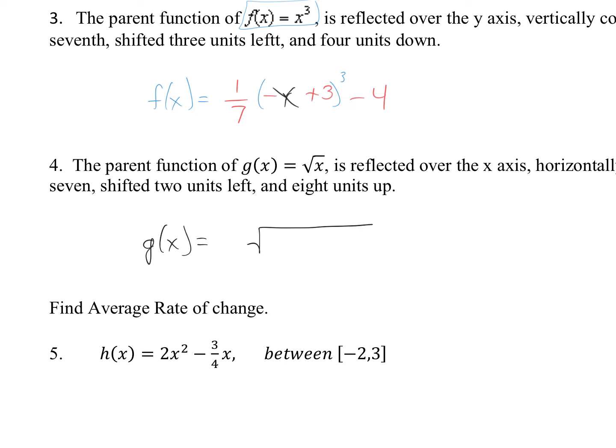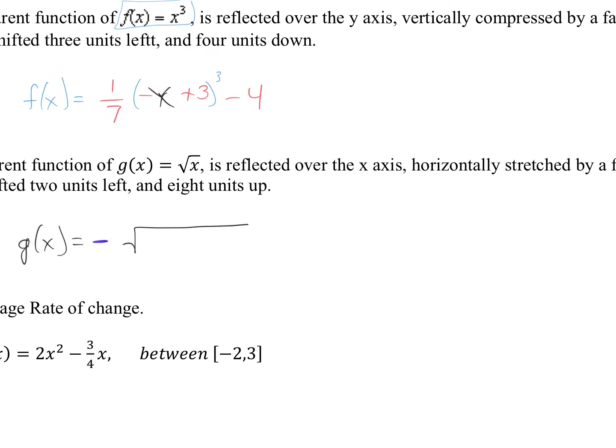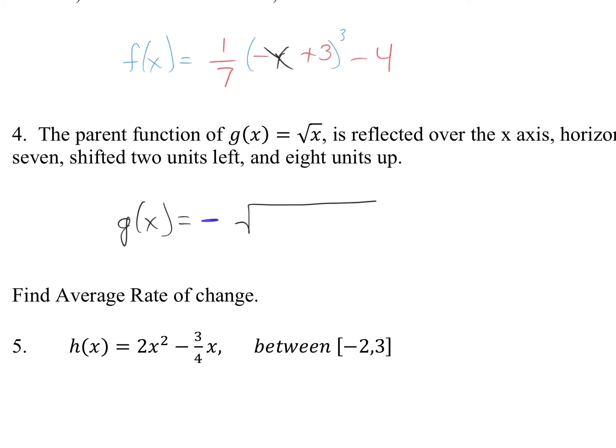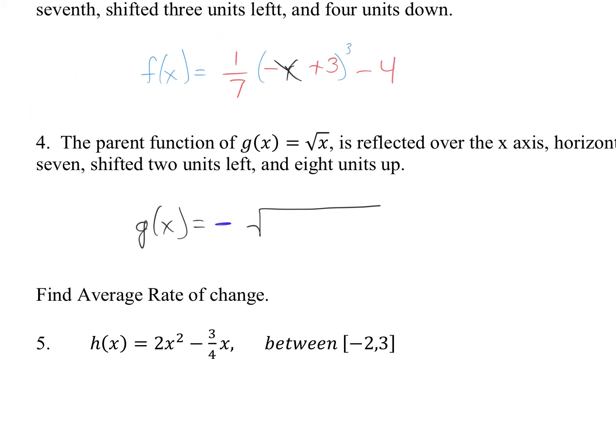So the first thing I come to is a reflection over the x. Where does the reflection over the x go? Outside, agreed. Horizontally stretched by a factor of 7. Ooh, look at you guys. 1/7 on the inside. Good. Horizontal stretches and compression goes on the inside, and it's the opposite of what we think.